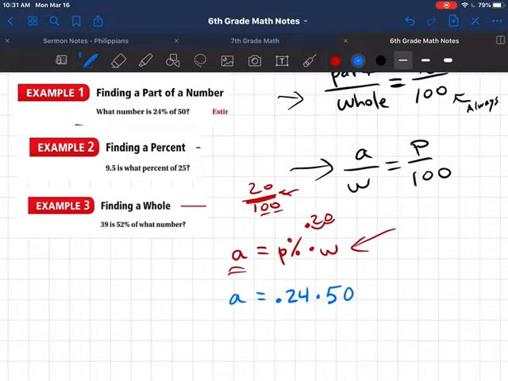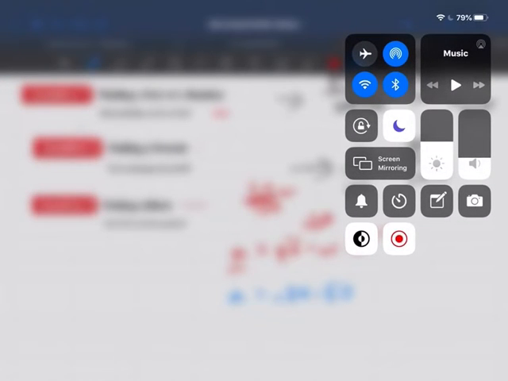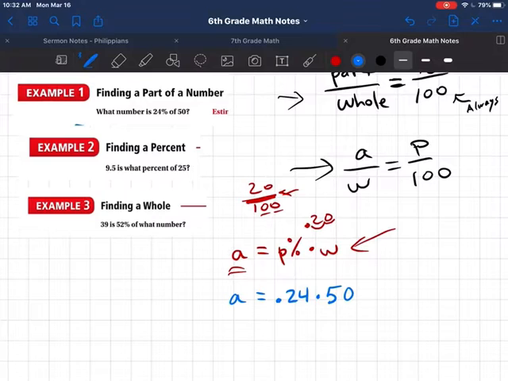And now we can get out our calculator, which I can't remember if I added it. I don't think I did because you guys have your own calculators. Feel free to use them. I feel like I lost my calculator here, so I'm going to use my phone here on the side. You guys will just have to trust me. So 0.24 times 50 is 12. So A equals 12. Okay?